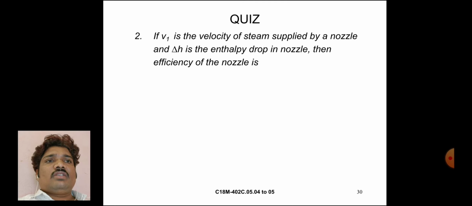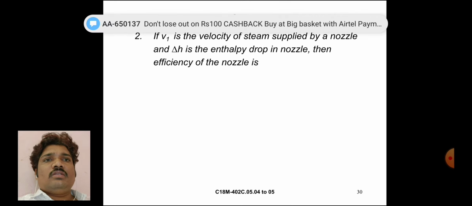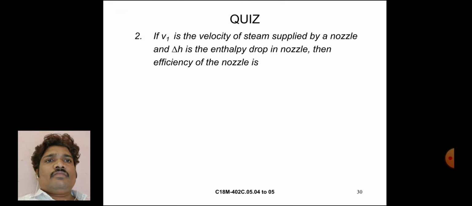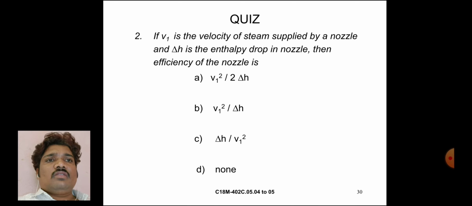V1 is the velocity of steam supplied by a nozzle, and delta H is the enthalpy drop in the nozzle. Then the efficiency of the nozzle is V1 square by 2 delta H. This is the answer.